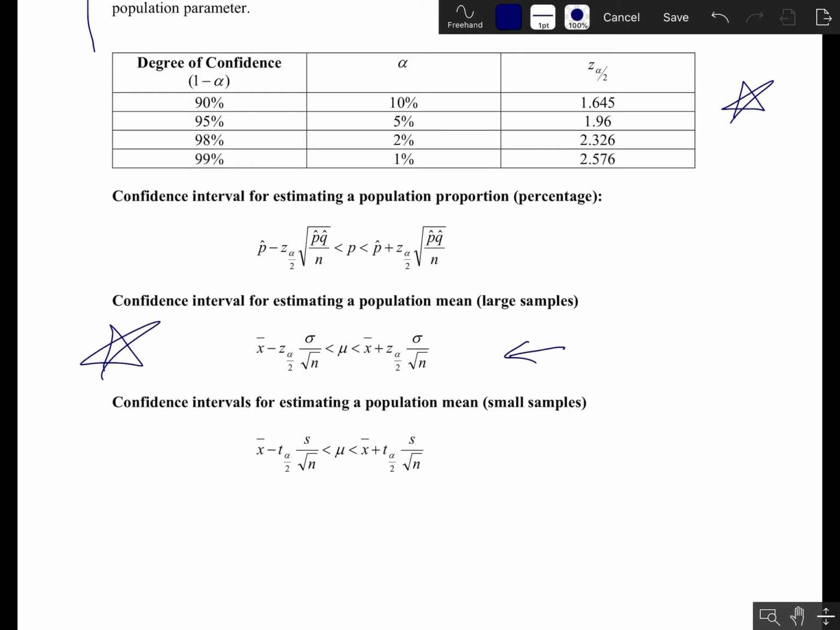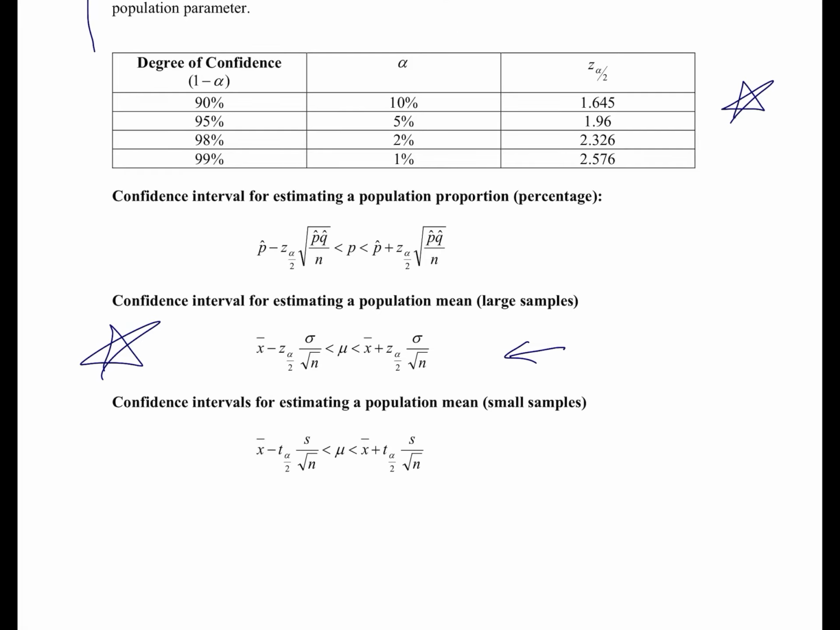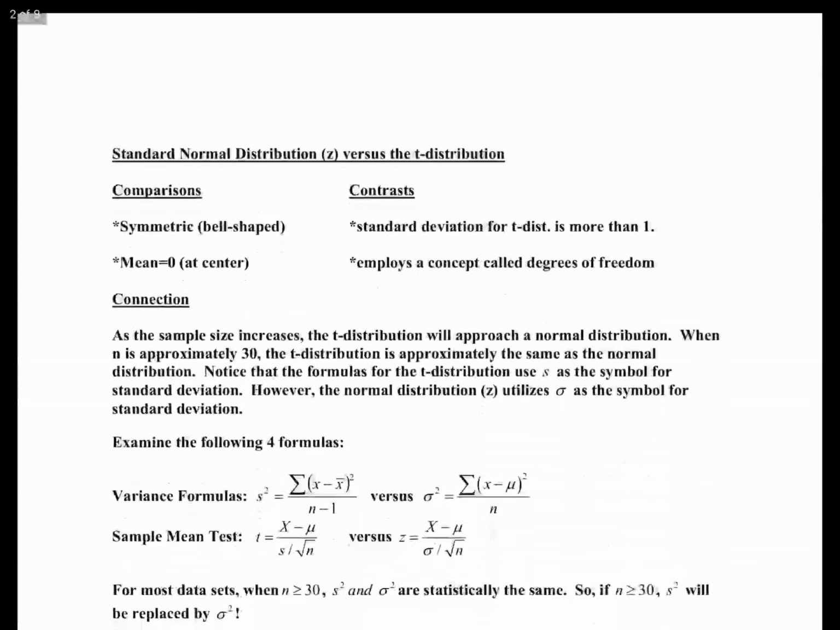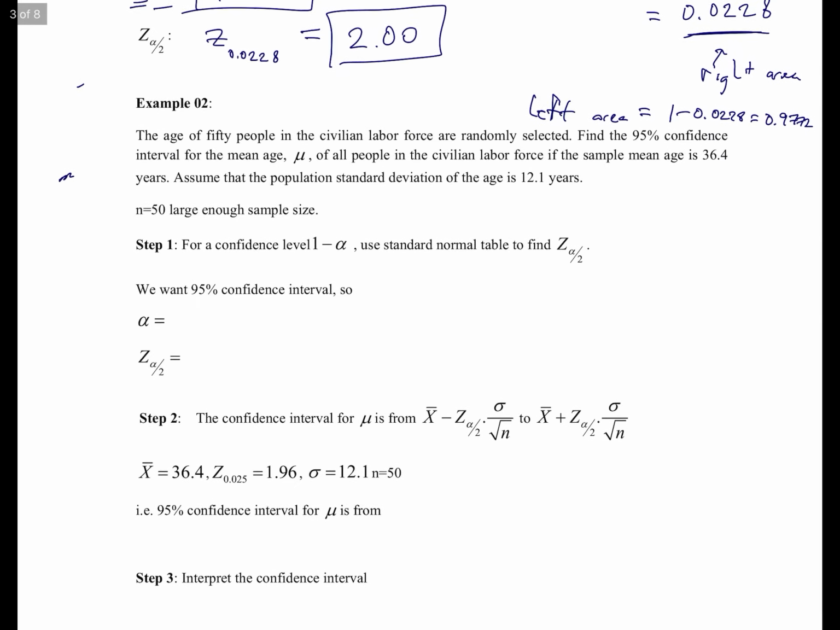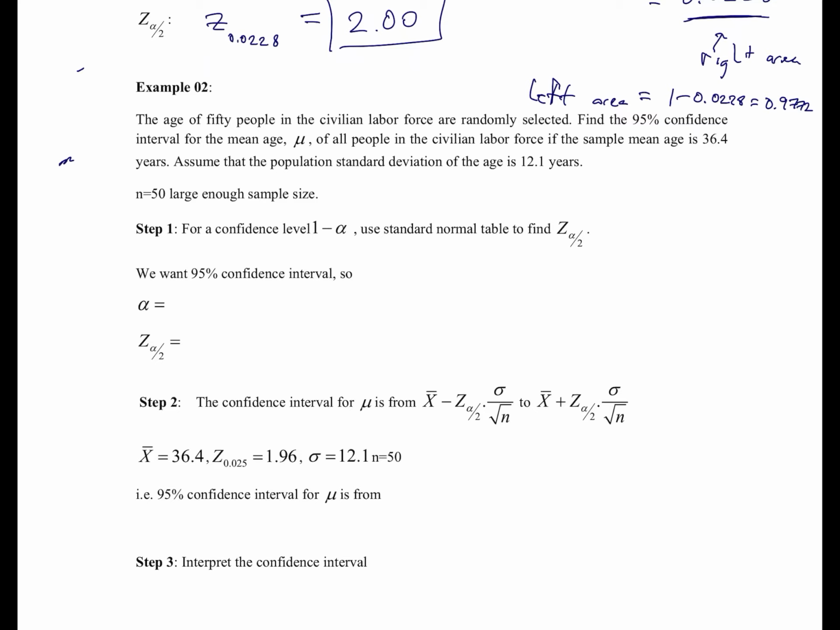And what we just saw is how to compute this z sub alpha over 2 part. We're now going to put together the entire thing in order to compute a confidence interval. Okay, so let's look at example 2. In example 2, it says the age of 50 people in the civilian labor workforce are randomly selected. Find the 95% confidence interval for the mean age of all people in the civilian labor force if the sample mean age is 36.4 years.